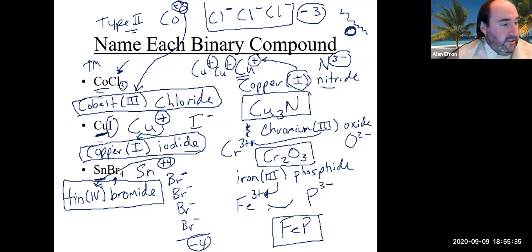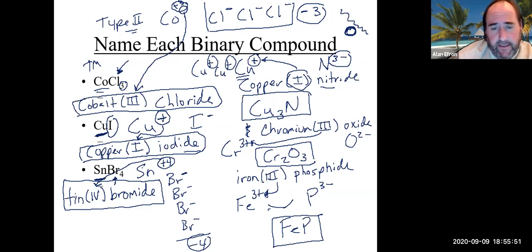Any questions on any of those type 2 compounds? So type 2 compounds are essentially just like type 1, except you need that Roman numeral.